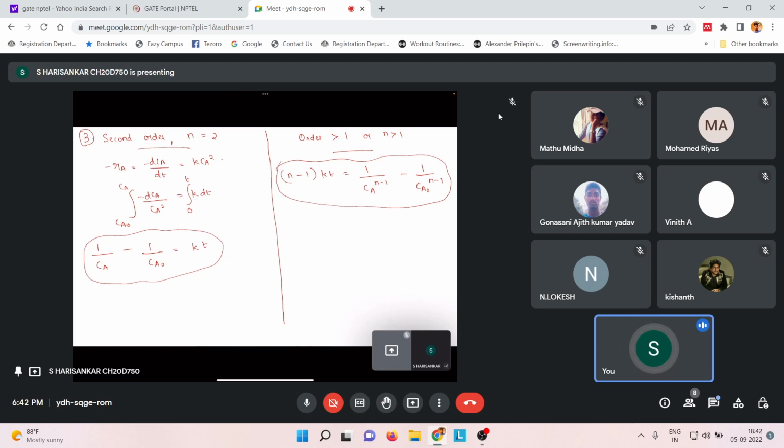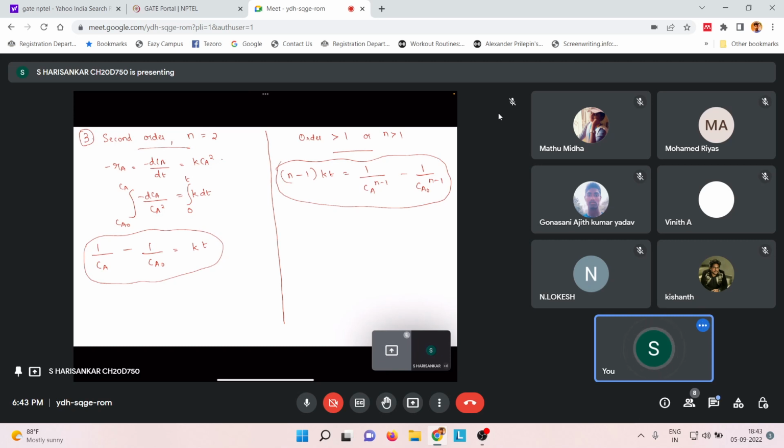Because if order is 1, this n minus 1 will become 0, and Ca raised to 0 and Ca0 raised to 0 will be 1, and the right hand side will be 1 minus 1, 0, and the left hand side also n minus 1, 1 minus 1, will be 0. So for any order greater than 1, we can use this general equation and we can find the corresponding rate equation of that given order.